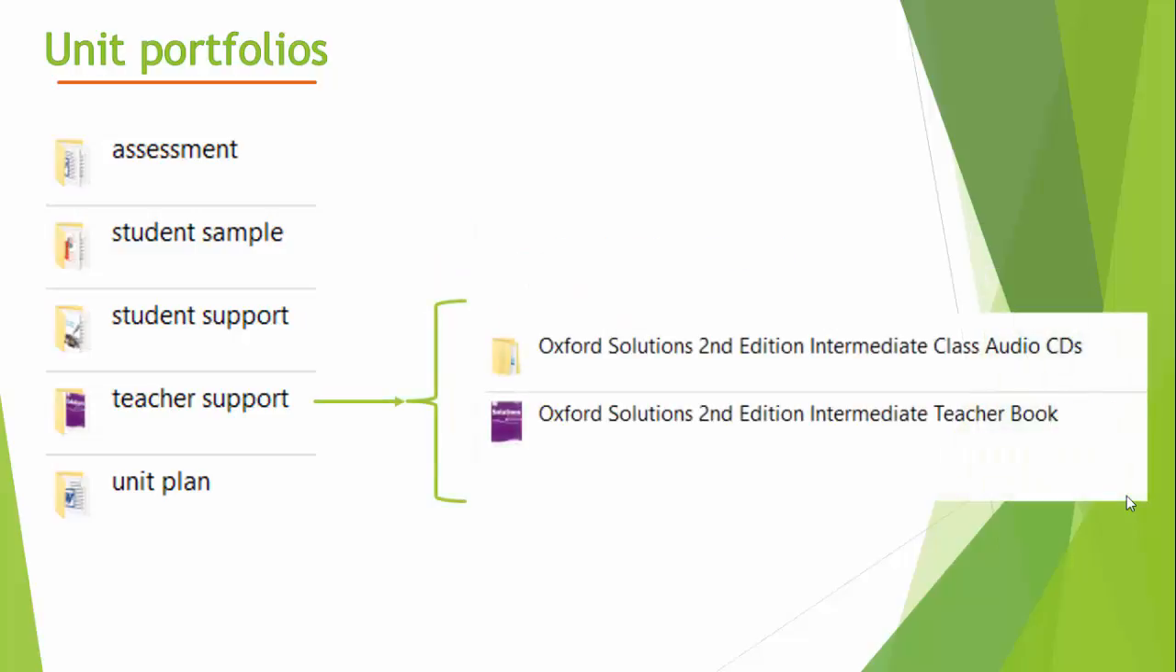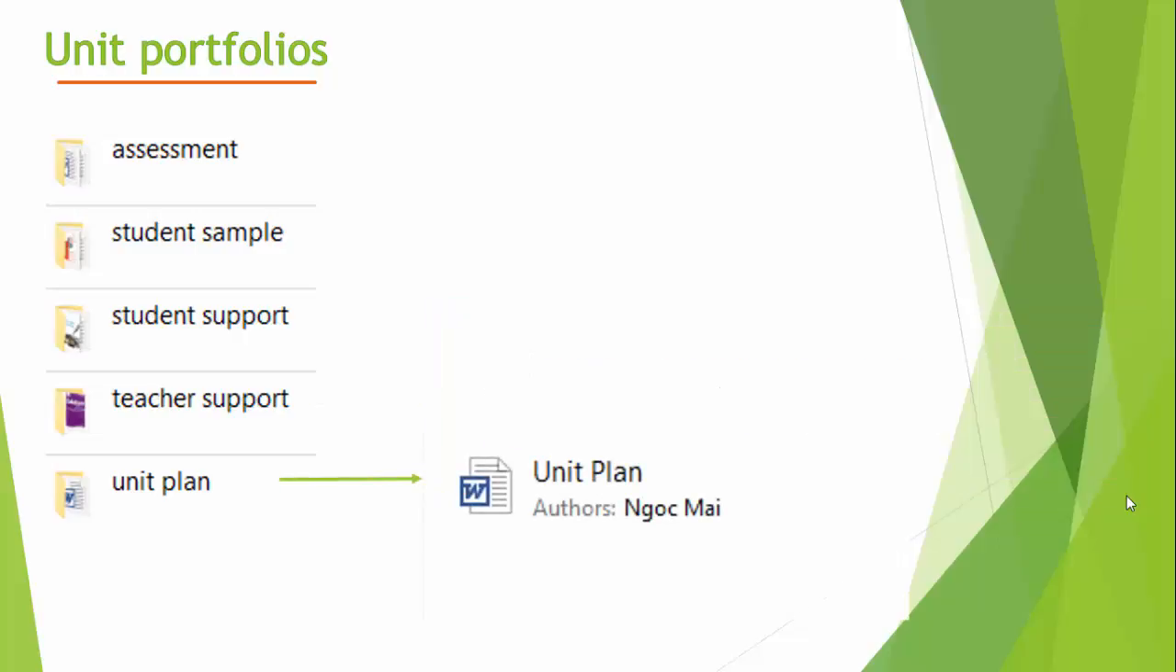In teacher support, there are 2 folders. The first one consists of all the audio files for the listening test, and the other one is the teacher's book. In the last folder, there is a unit plan describing a specific procedure of teaching the unit. So that's all I'd like to introduce about the unit portfolio.